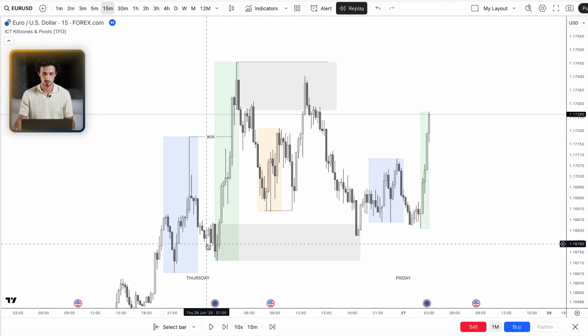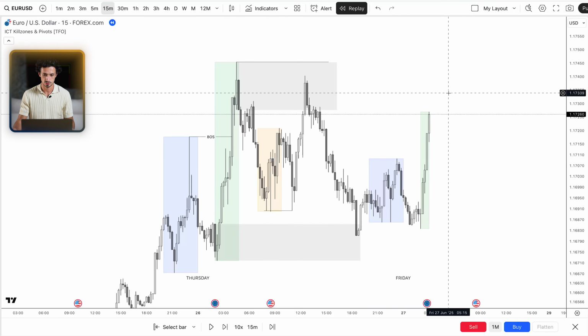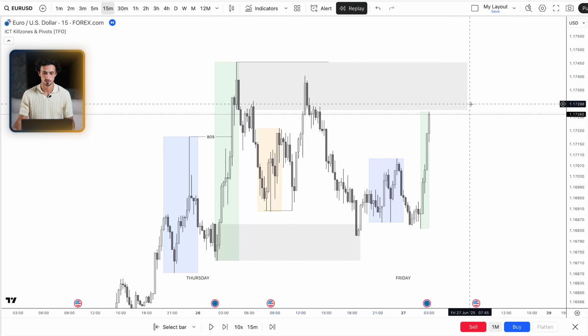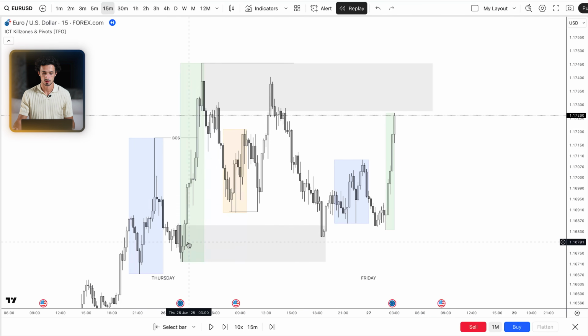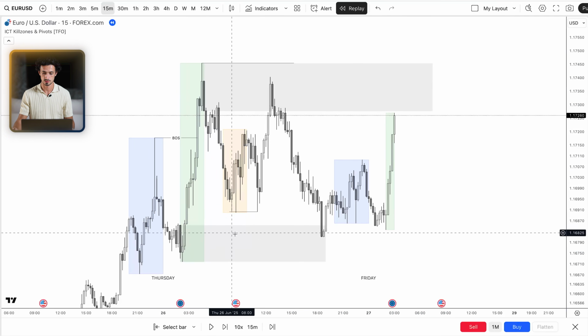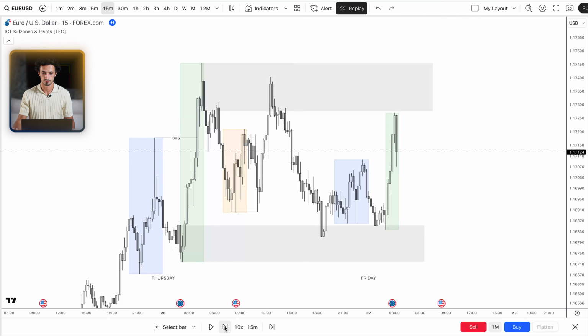So now we can see that this one is producing a really nice reaction, and now we're coming back up to the old one that existed up in here. Remember, this order block here hasn't taken out these lows. This one here has taken out the highs. This is the strong one. Continue playing price.